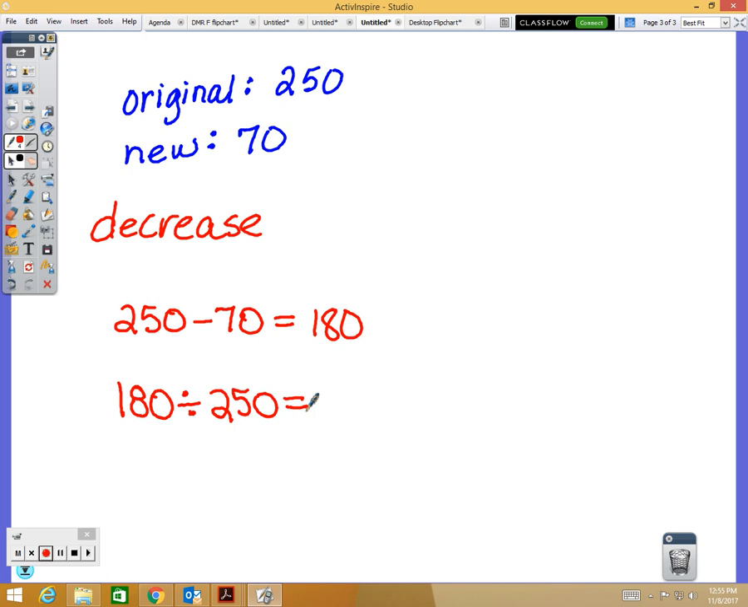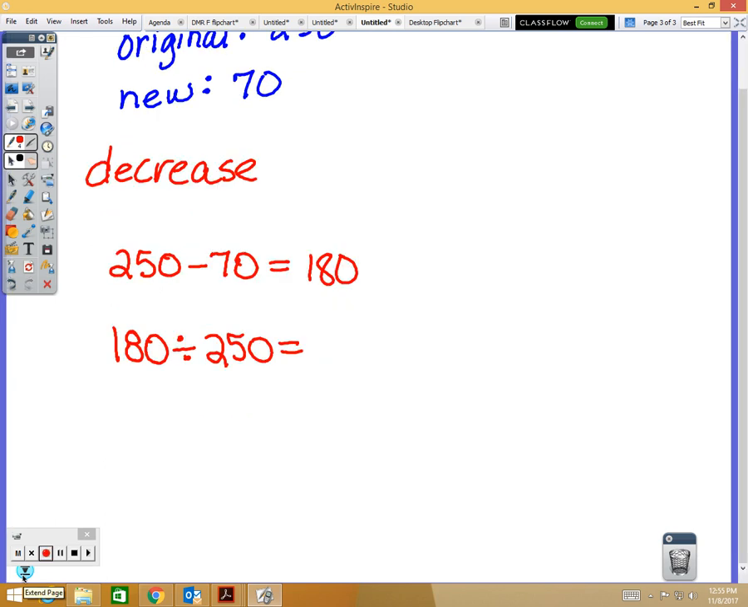Does it matter what order you put this in? Yes. Whenever you're subtracting or dividing, order matters. So if you put in 250 divided by 180, you're not going to get a right answer. So 180 divided by 250 is 0.72. And the last step is to do what? Convert the decimal to a percent. We're going to move the decimal 2 places. So 72%. This was a 72% decrease.